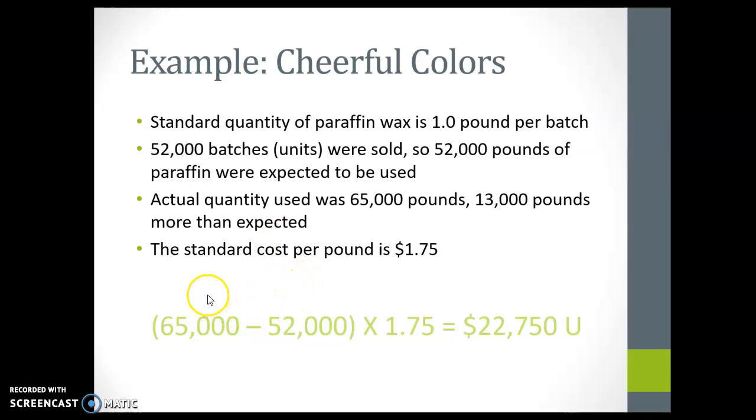So we take our actual quantity, 65,000, subtract out the quantity that we should have used, 52,000, and then that amount times the standard cost, which is $1.75 per pound of wax. When I get that all done, I get $22,750. Now, the 65,000 is more than the standard quantity, and so this becomes unfavorable.